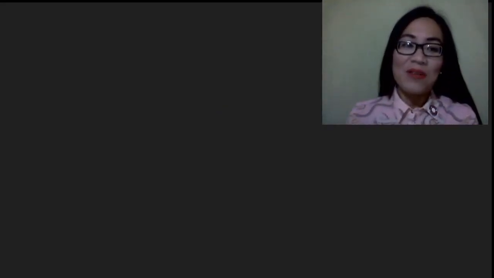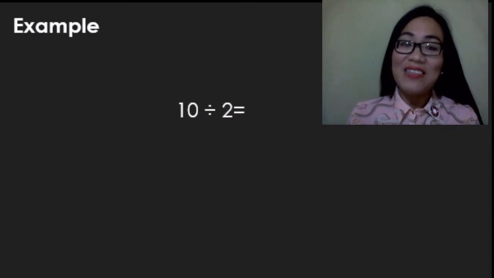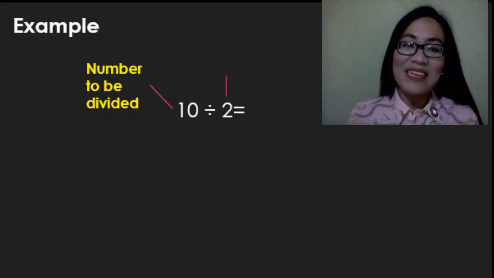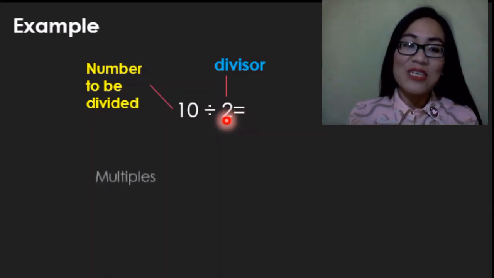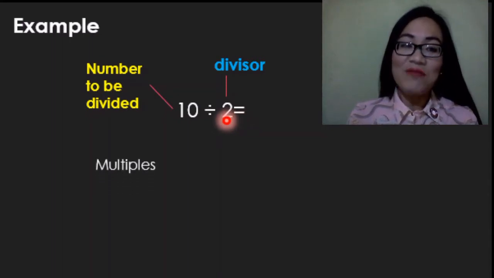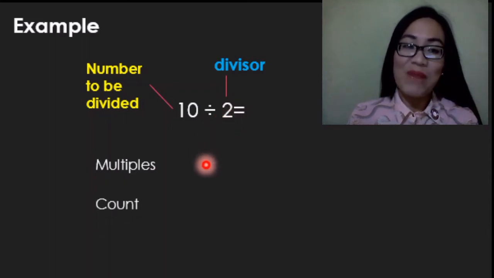For example, 10 divided by 2. In this example, 10 is the number to be divided and 2 is the divisor. In this method, we are going to use the divisor to do the skip counting. Here, 2 is the divisor. So let's find the multiples of 2 and count how many multiples we make.